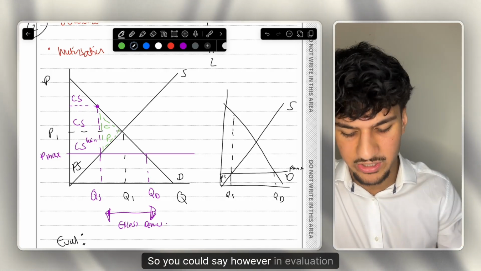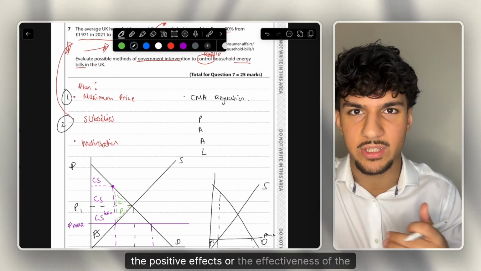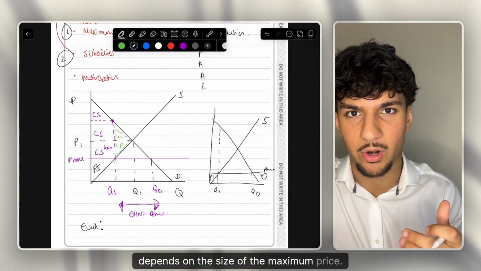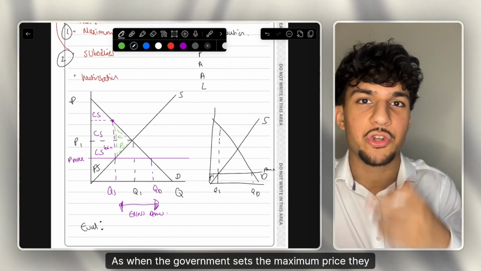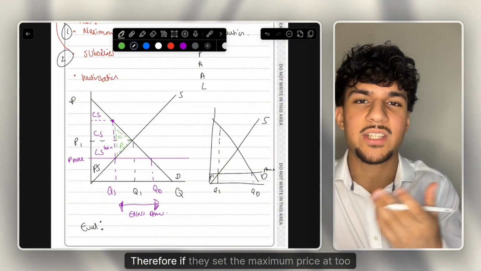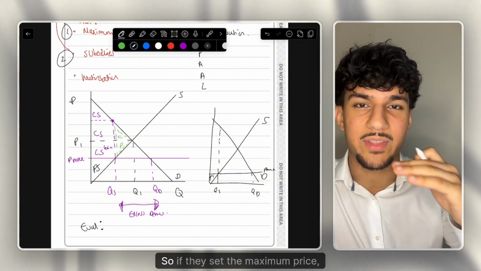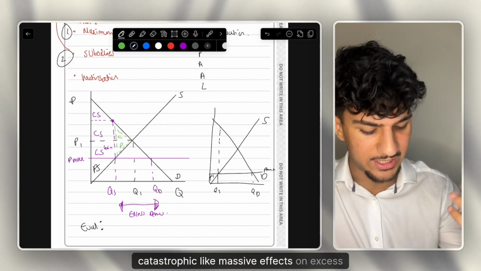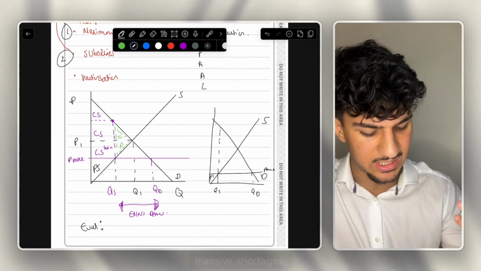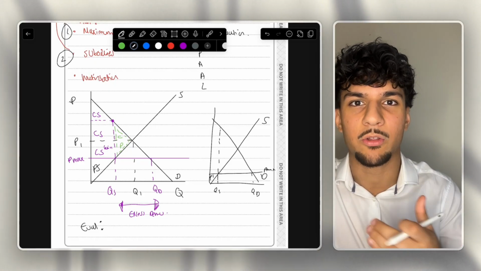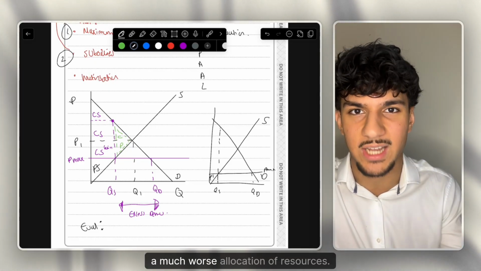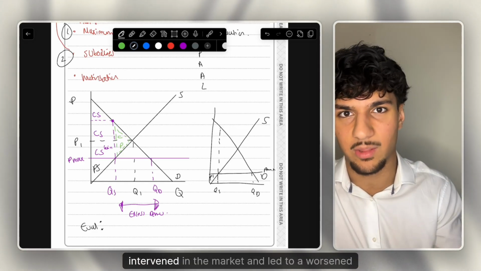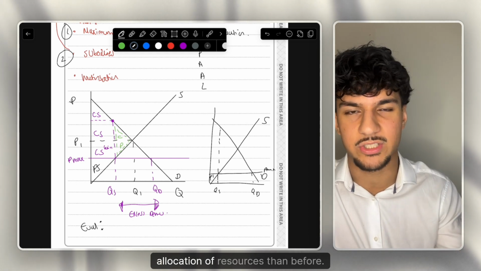And so you could say, however, in evaluation, the effectiveness of the maximum price depends on the size of the maximum price. As when the government sets the maximum price, they do not have perfect information. Therefore, if they set the price ceiling too low, it's going to lead to massive effects on excess demand, massive shortages, massive reductions in producer surplus, thus leading to a much worse allocation of resources. And you can link that to a main thing, which is government failure, where the government have intervened in the market and led to a worsened allocation of resources than before.